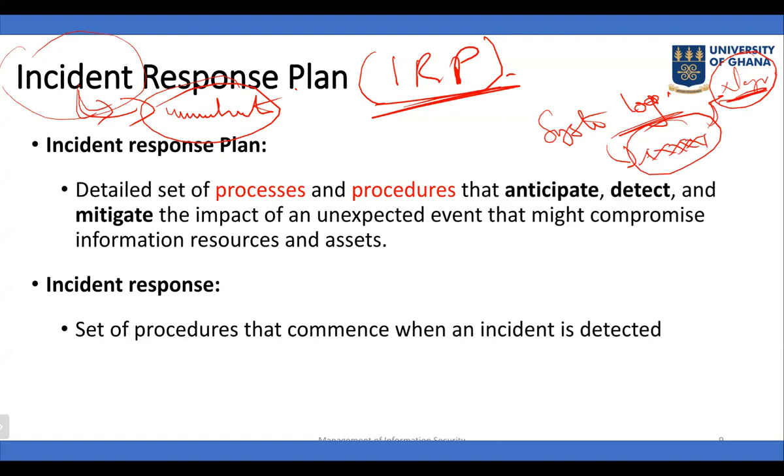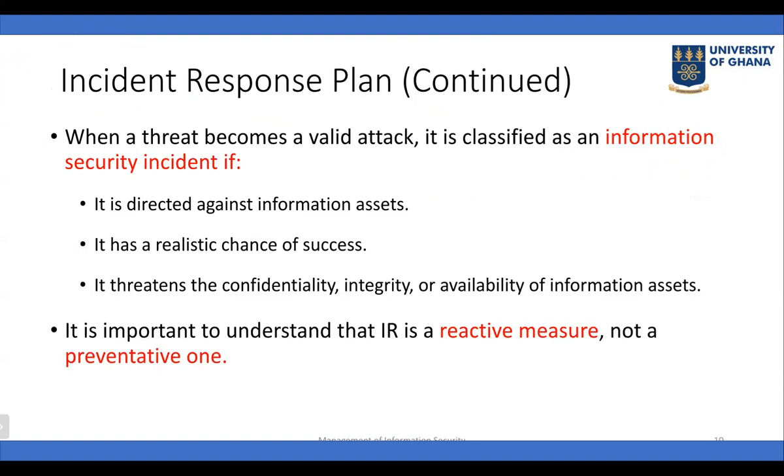So a detailed set of processes and procedures that anticipate, detect, and mitigate the impact of unexpected events that might compromise information resources or assets, is the incident response. So you need to design certain processes and also certain procedures. And of course, you have a policy document guiding how an incident should be handled when there is an incident. Okay, so now we are still talking about incidents.